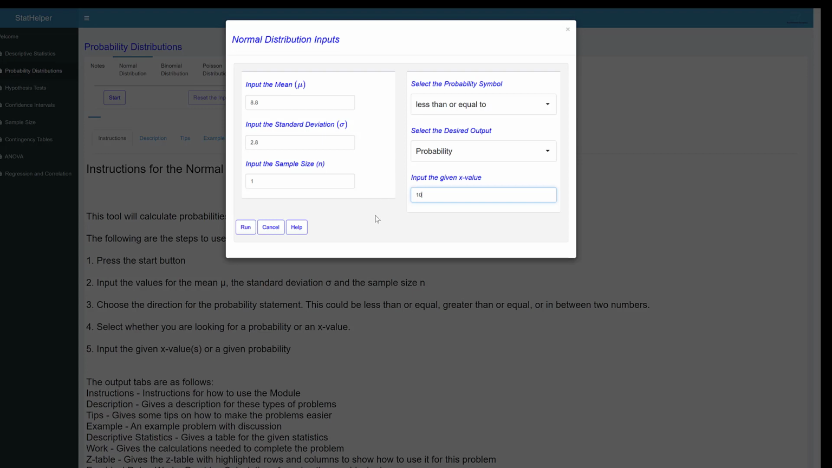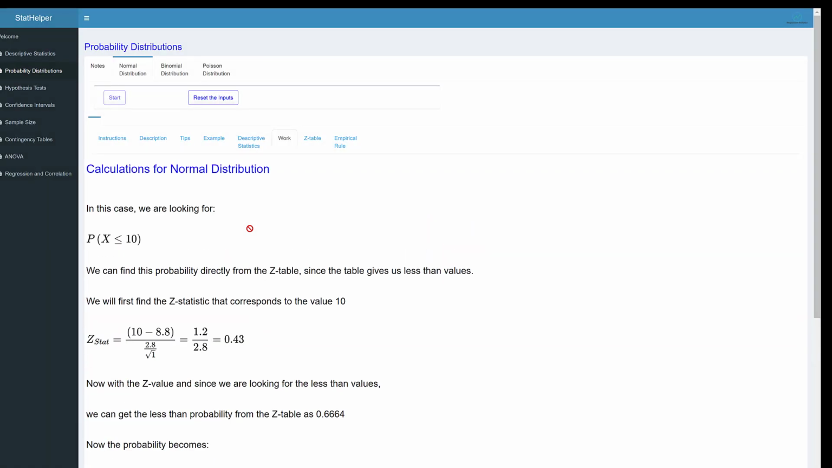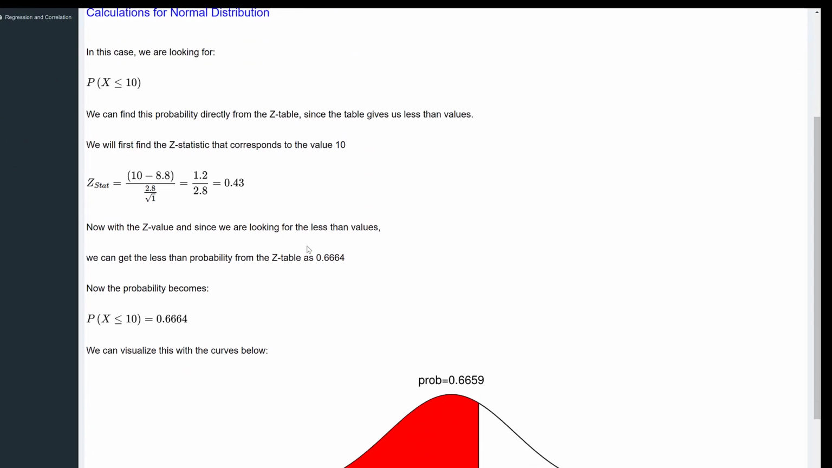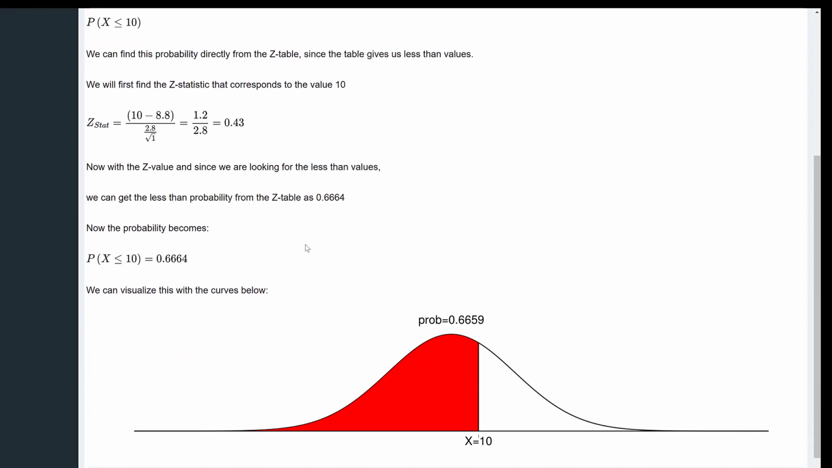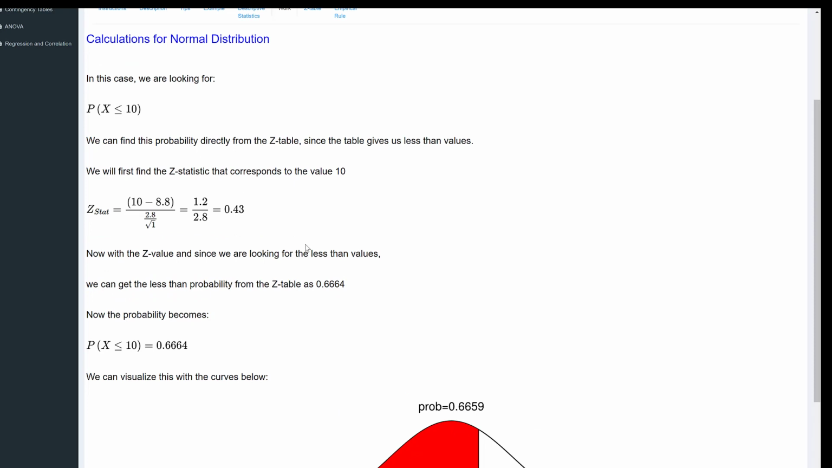Take a second to look at this input box just to see where everything is. If you need to, pause the video, but we're going to click Run and look for the output. Notice it takes you directly to the Work tab. This tab will give you all the work you need to see in order to do the problem. You can see here we're doing the probability x is less than or equal to 10. If you go through, we find that the answer is 0.6664. This is what you need to use for part A of the problem.